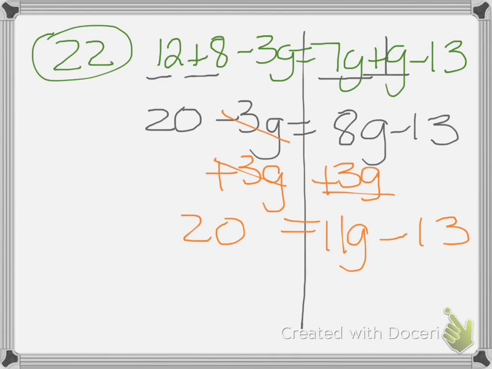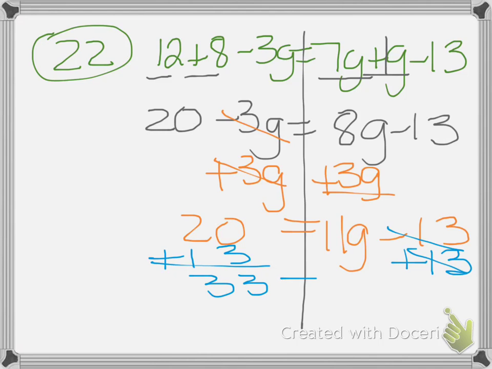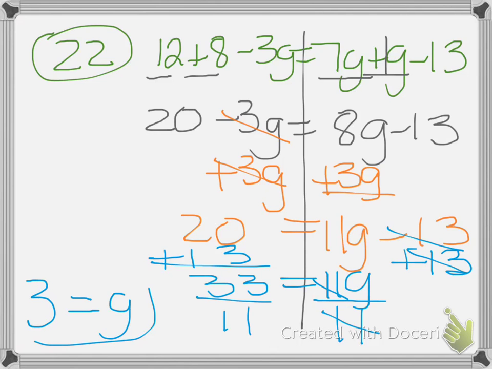Okay. Now I want to get my variable alone, remember, so the next thing I'm going to get rid of is what is on the same side of the variable, and that would be the minus 13. So I'm going to plus 13 underneath, and then plus 13 under the 20, and that gives me 33. So I get 33 equals 11g. And now I want to get rid of what's with the variable, so I'm going to divide by 11, and then divide the 33 by 11. And so 33 divided by 11 is 3, so I end up with 3 equals g. And that is your answer.